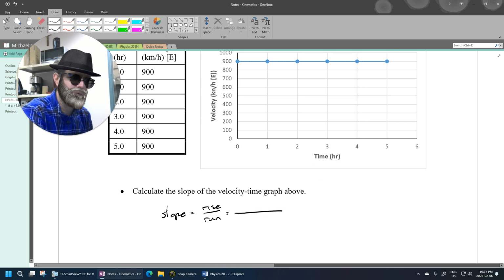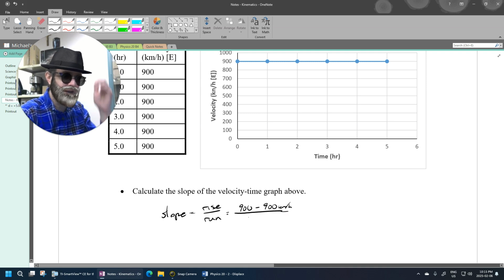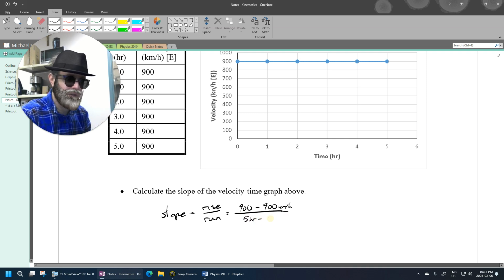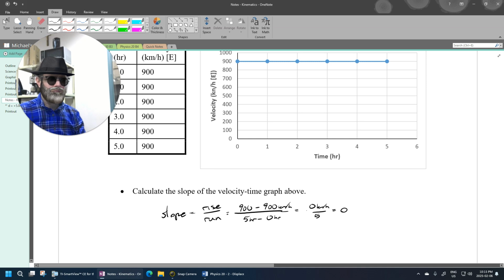Let's take the last point. The y value is 900 kilometers per hour minus the first point, which is 900 kilometers per hour. And my run, 5 hours minus the initial hour, or 0. We get 0 over 5, 0 kilometers per hour over 5. Oh, I get 0.